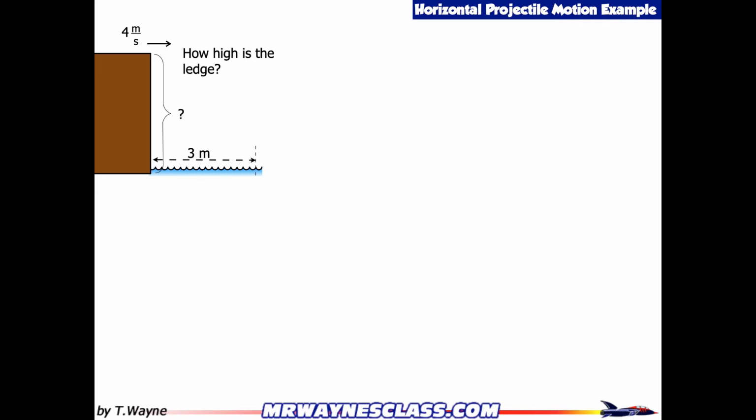So in this projectile motion problem, I want to figure out how high the ledge is. I've got some kind of object rolling off at 4 meters per second, and it lands 3 meters away into the water.